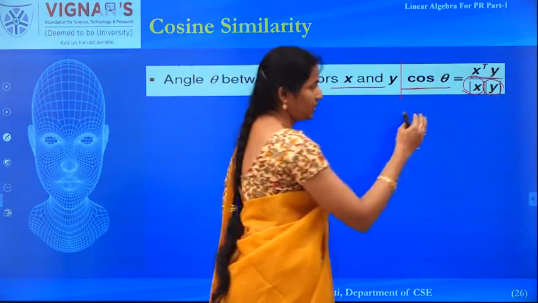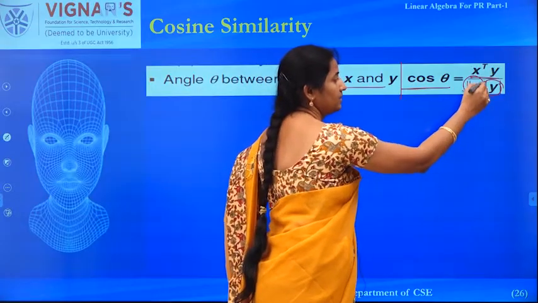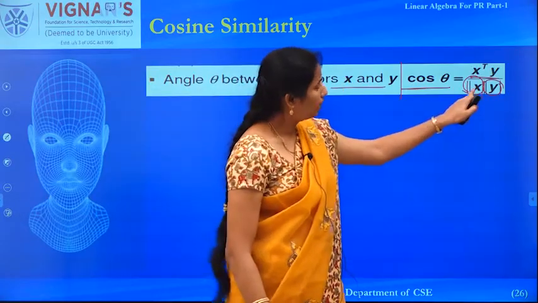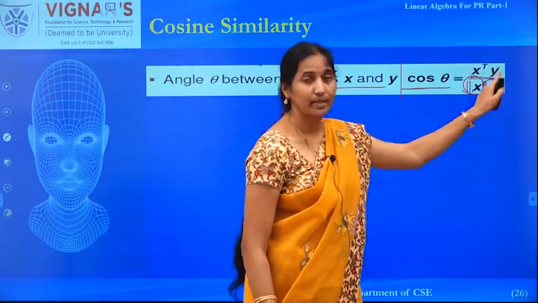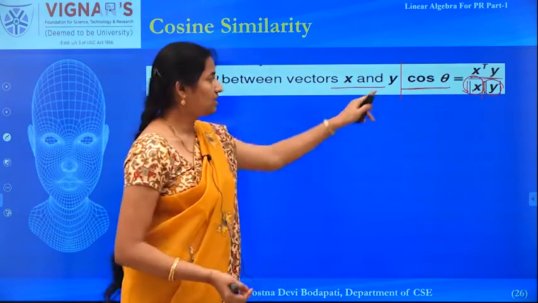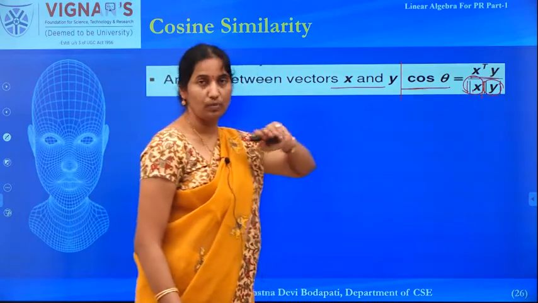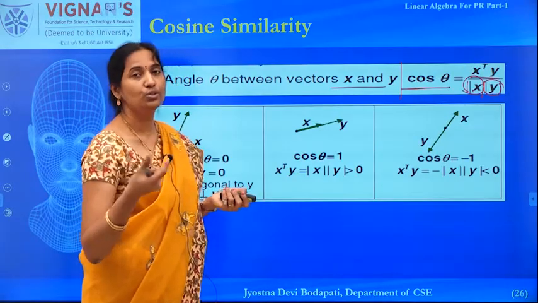So we'll discuss shortly what the norm of the vector is. The norm of the vector is always represented with pipe symbols. The norm of x times the norm of y is in the denominator, and in the numerator it's x transpose y, which is the inner product of the two vectors x and y. So cos theta can be computed using this formula. That is how we can get the angle between the two vectors.